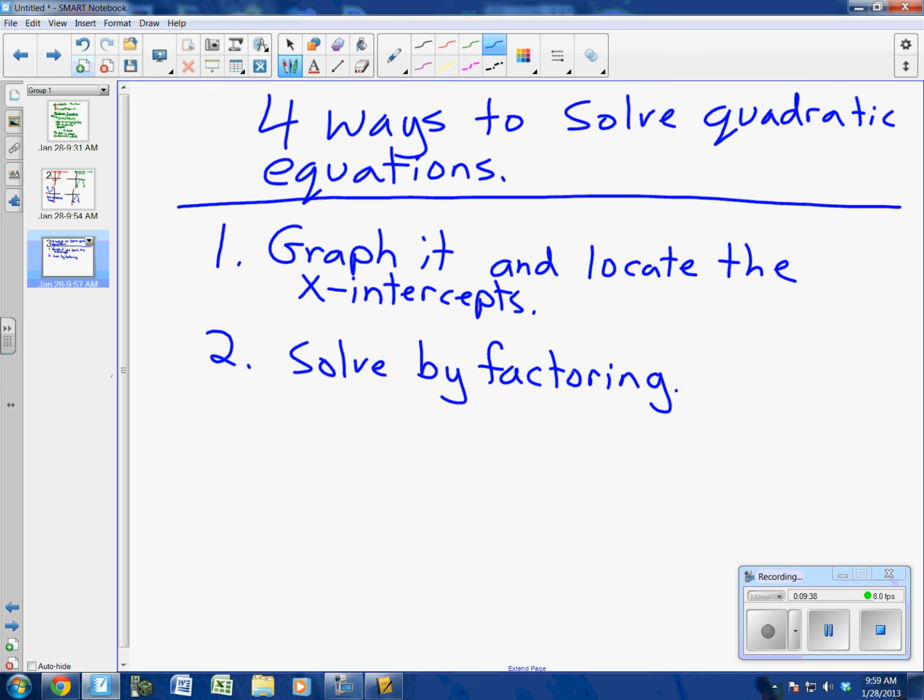Did you know that there's a problem with these two methods? You know what the problem with these two methods are?